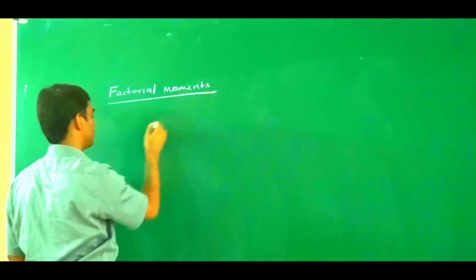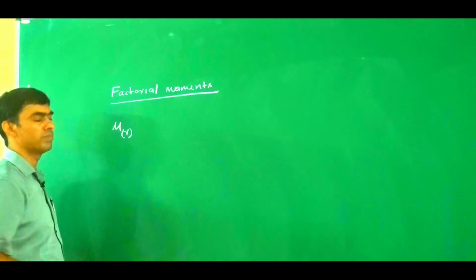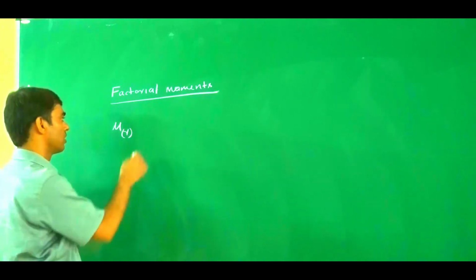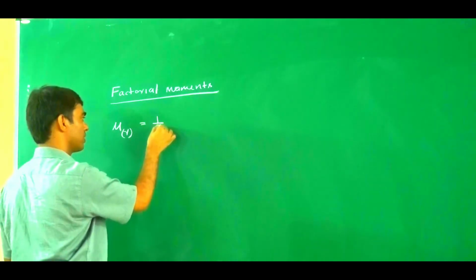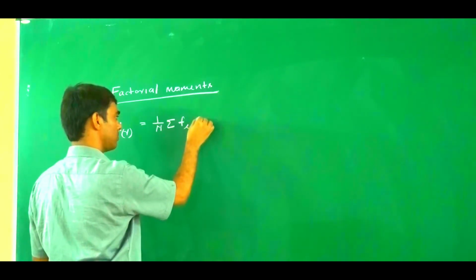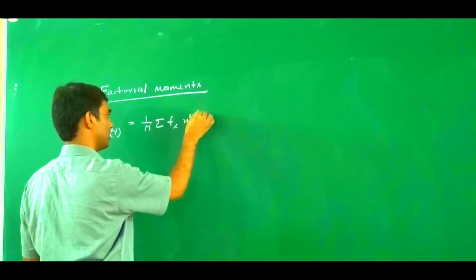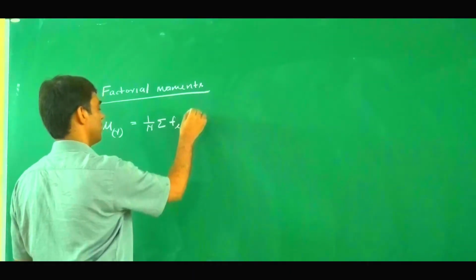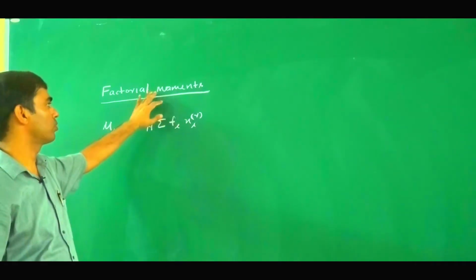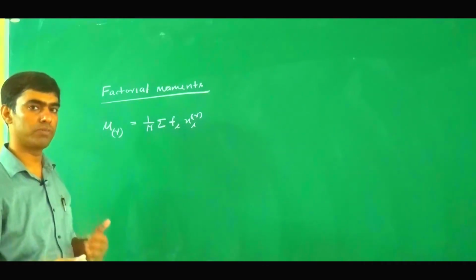What is the notation of factorial moments? The notation of a factorial moment is mu, with r inside the bracket. Here we define the factorial moments about origin. So this one is 1 upon n summation of fi, xi to power what? Here we write a factorial notation r, bracket r. And what is the value of a here? Here it is the factorial moments about origin, so the value of a is 0.